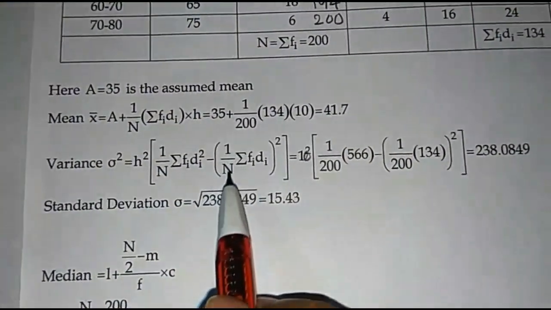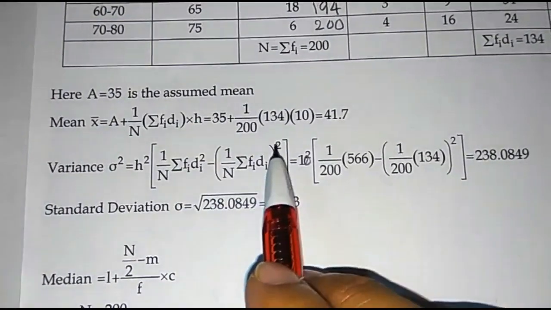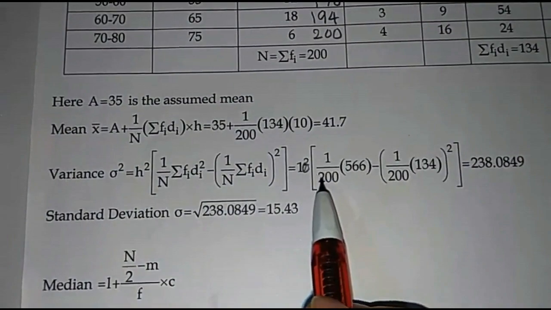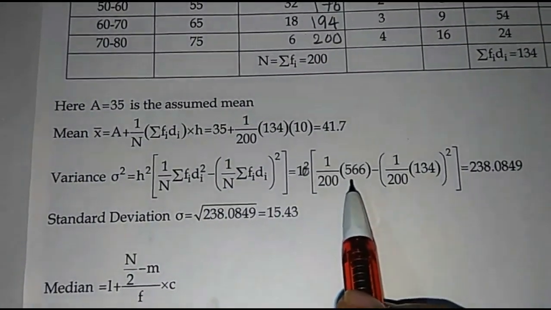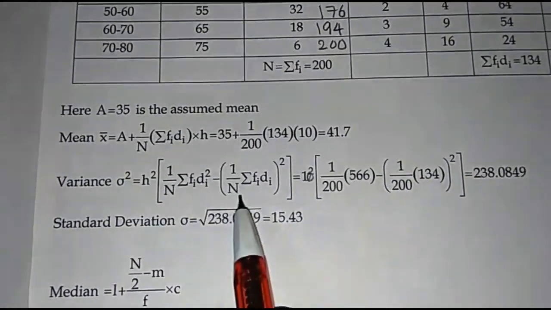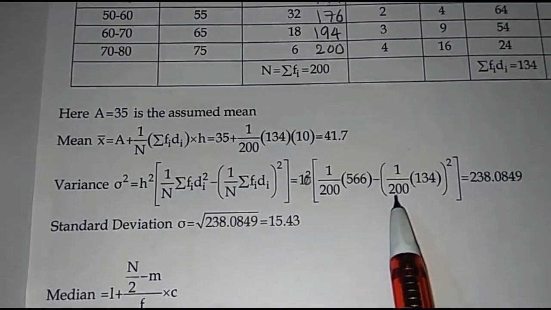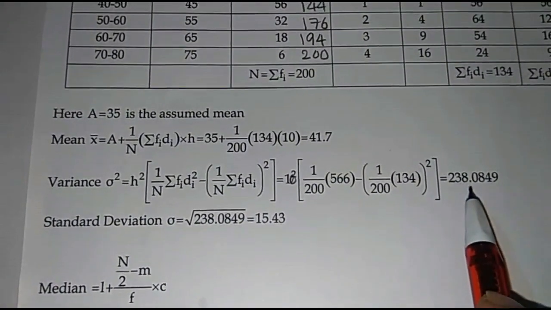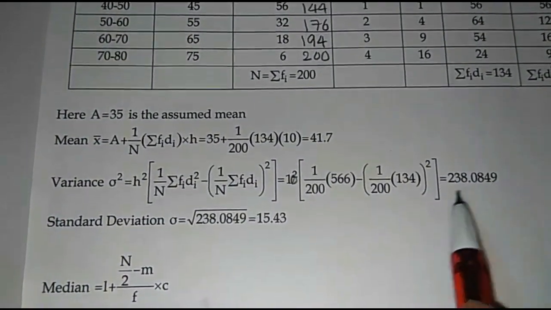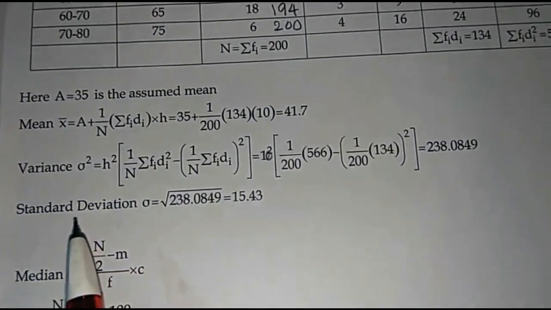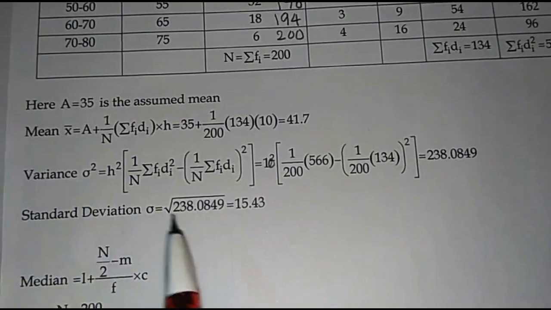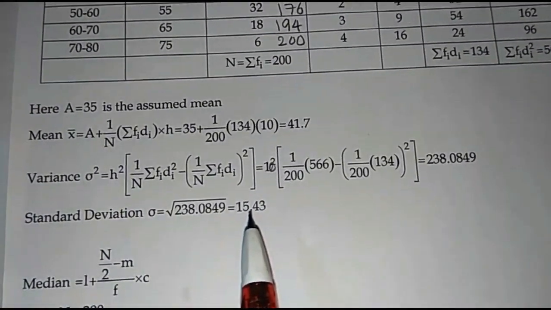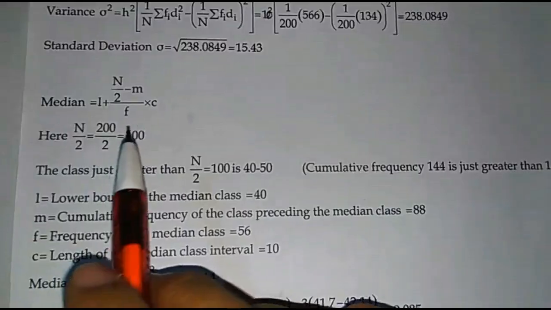Now variance is sigma square equals h square into 1 by n into summation Fi di square minus 1 by n into summation Fi di whole square. With h equal to 10, that equals 10 square into 1 by 200 into 566 minus 1 by 200 into 134 whole square. That gives 238.0848. The standard deviation is nothing but the positive square root of the variance, square root of 238.0848, that equals 15.43.